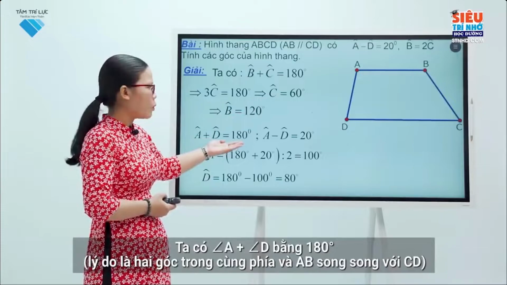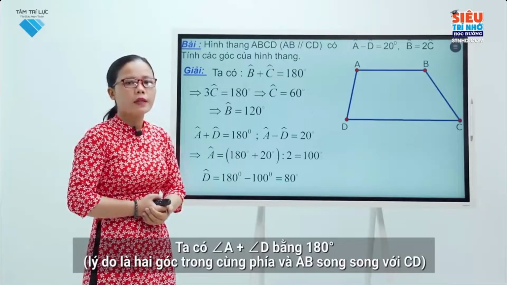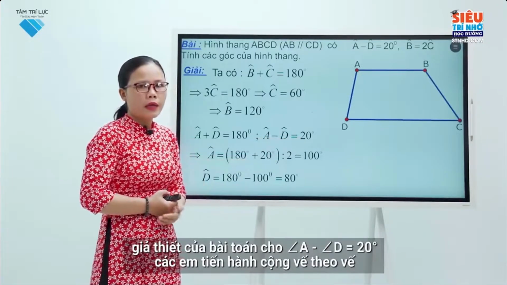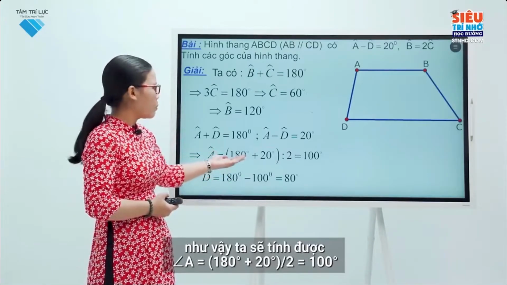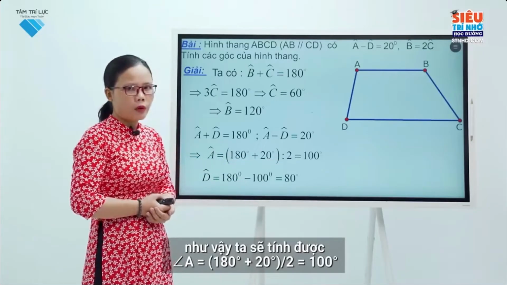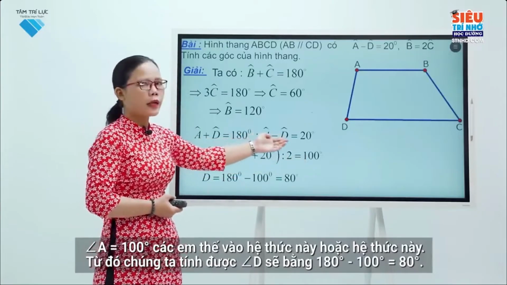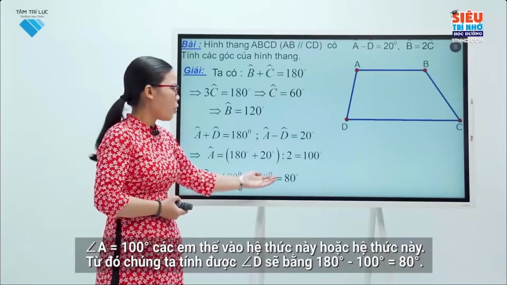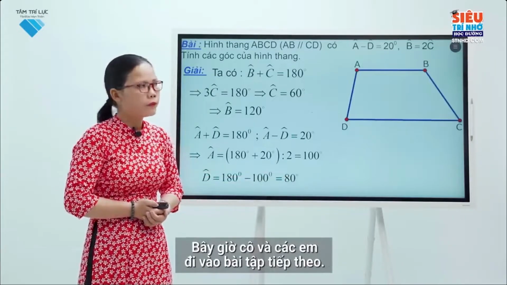We have angle A plus angle D equals 180 degrees because they are adjacent angles, and AB parallel CD. Angle A minus angle D equals 20 degrees given, so we will get angle A equals (180 degrees plus 20 degrees) over 2 equals 100 degrees. Angle A equals 100 degrees, replace angle with the measures, so we get angle D equals 180 degrees minus 100 degrees equals 80 degrees. Now we go to the next exercise.